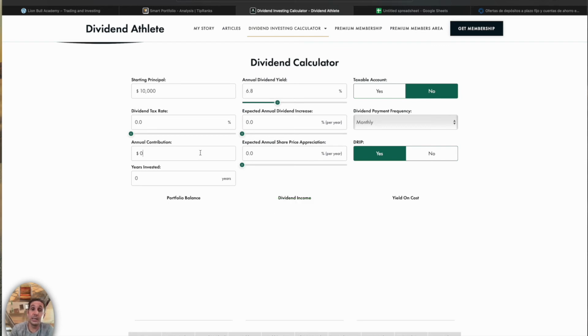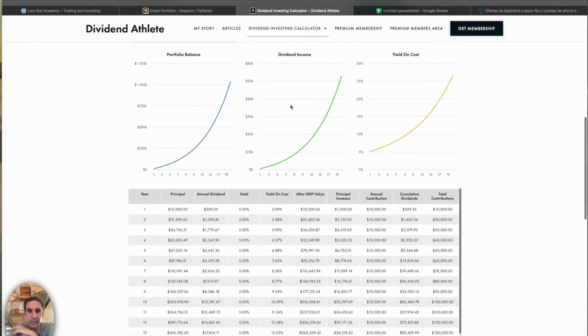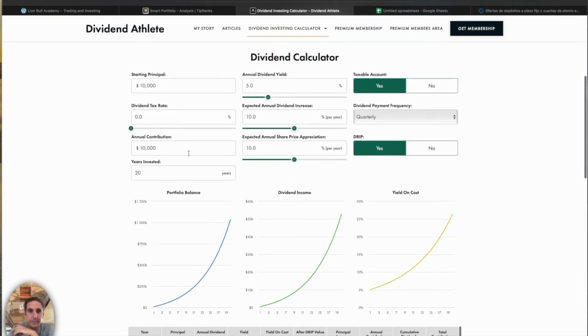So what we can do is try to help with, let's say, $1,200. Something here is gone. I think my internet is gone. Let's try to reload the page. Okay.